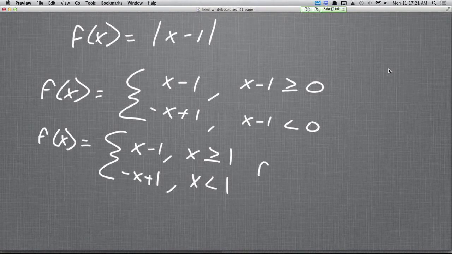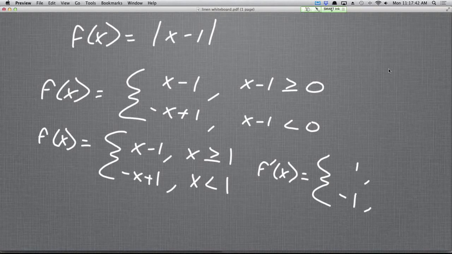Now, we've never done this before, but we can find the derivatives of piecewise functions. Nothing fancy to it. All I have to do is take the derivative of each piece. So what's the derivative of x minus 1? 1. What's the derivative of negative x plus 1? Negative 1. Now, here's what you do on the domain. The domain stays the same, you just drop the equal sign. So it's going to be x greater than 1, x less than 1. So there's my derivative.